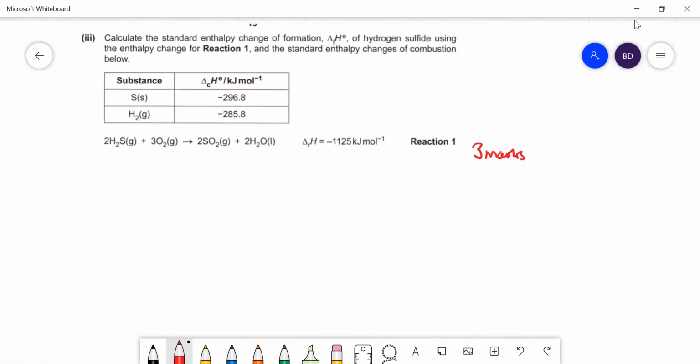Calculate the standard enthalpy of formation of hydrogen sulfide using the enthalpy change for reaction 1 and the standard enthalpy changes of combustion. So you may think, oh, it's confusing, which energy cycle do I use here? But don't forget the enthalpy of combustion for sulfur is the same as delta HF for SO2. And likewise, the enthalpy of combustion of H2 is actually the same as delta HF for H2O. That's quite a common little trick they use to confuse you.